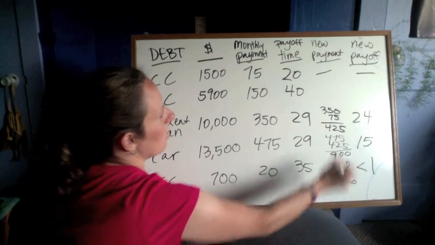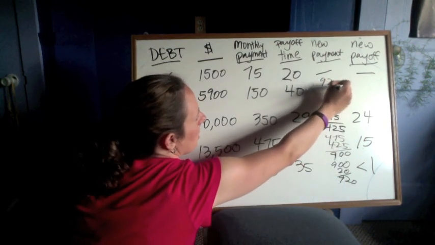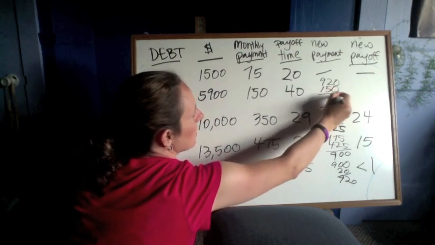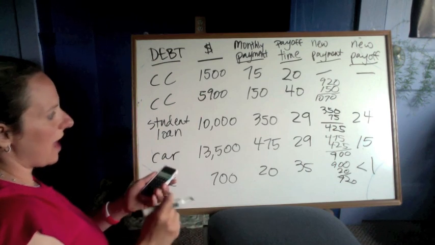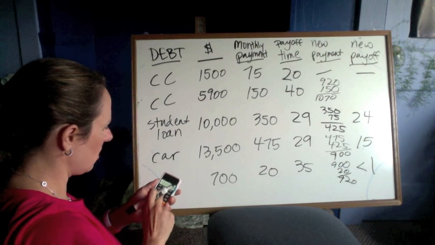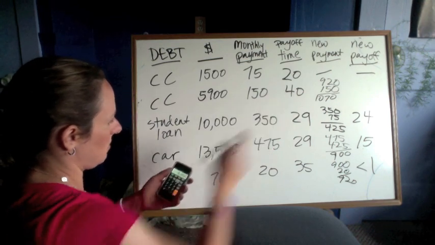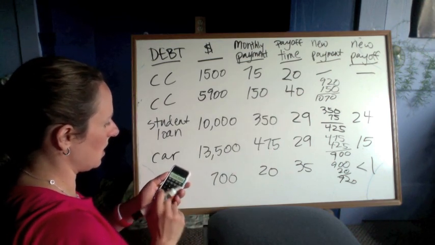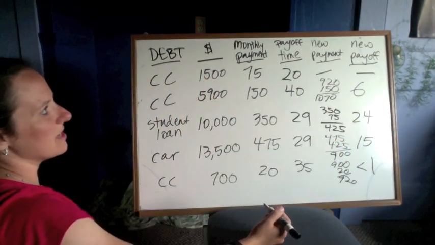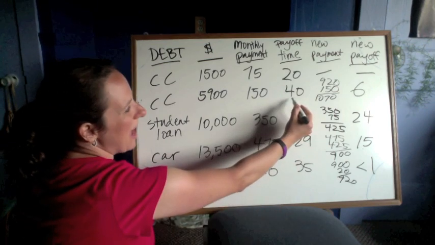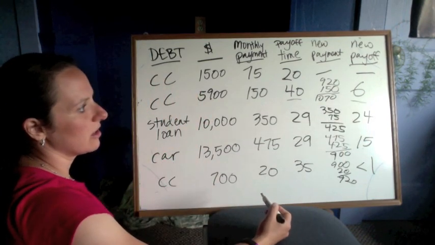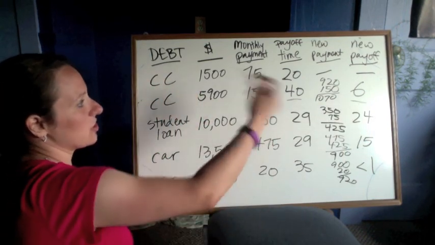Now you would take the 920. This is the only one left. You would put the 920 here and add this payment of 150. That takes you to 1,070. You would take the 5,900 and divide it by 1,070. It comes out to just over 5 months, 5.5 months. The new time is 6 months to pay that off. So you went from a payoff of the most of 40 to 6 months, which would be less than that because you're going to be paying off all the time.